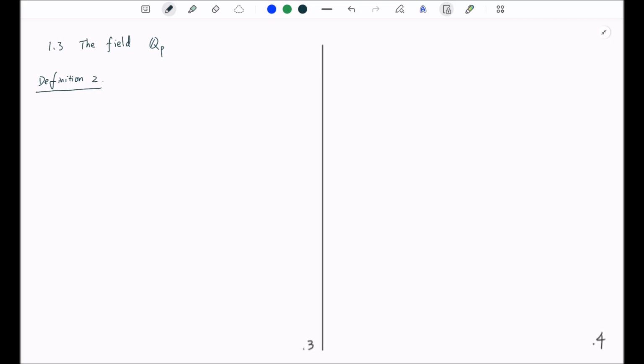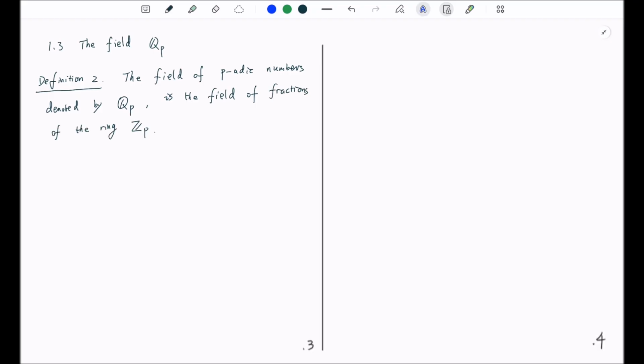The field of p-adic numbers, denoted by Q sub p, is the field of fractions of the ring Z_p. We can also formally view Q sub p as Z sub p adjoining an element. Indeed, by definition, any element in Q_p has the form A divided by B, where A, B are in Z_p with B being non-zero.